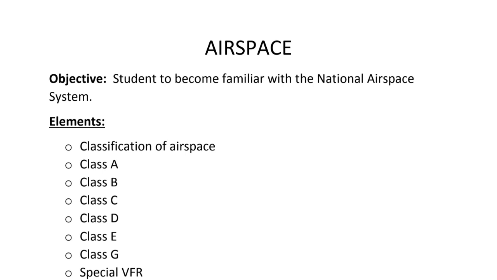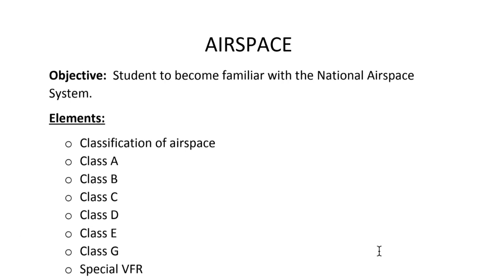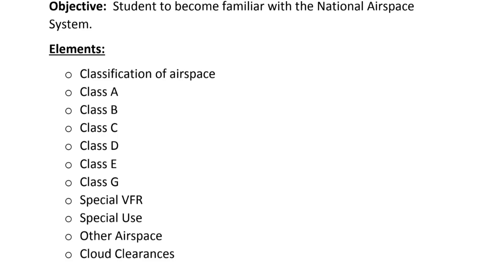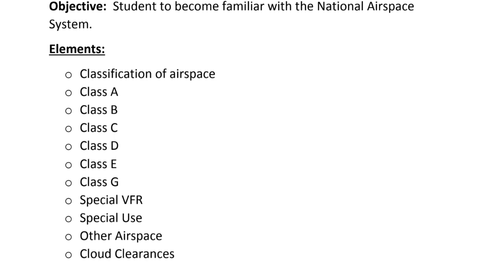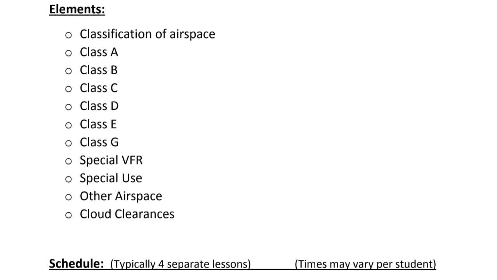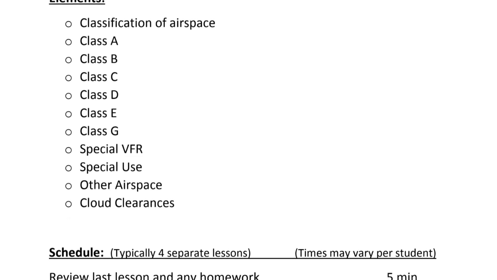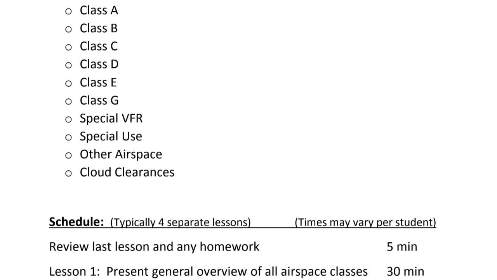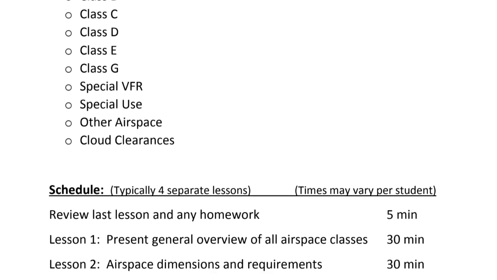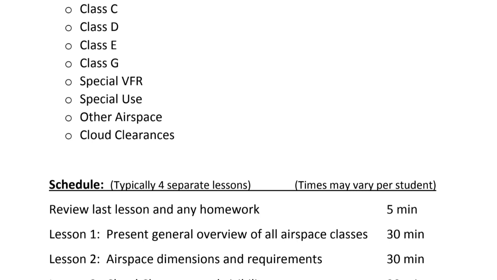So it still has an objective. We want the student to become familiar with the National Airspace System. Pretty simple. And then the elements. What are we going to cover when we talk to them about this? And this is where you have to be very careful and make sure you as the instructor aren't leaving anything out. So we want to do the classification of the airspaces, and we want to cover them all. A, B, C, D, E, G. We want to cover special VFR, special use airspace, other airspaces, and we want to talk about cloud clearances and visibility limitations, and all those things that are encompassing flying in various airspaces throughout the United States.